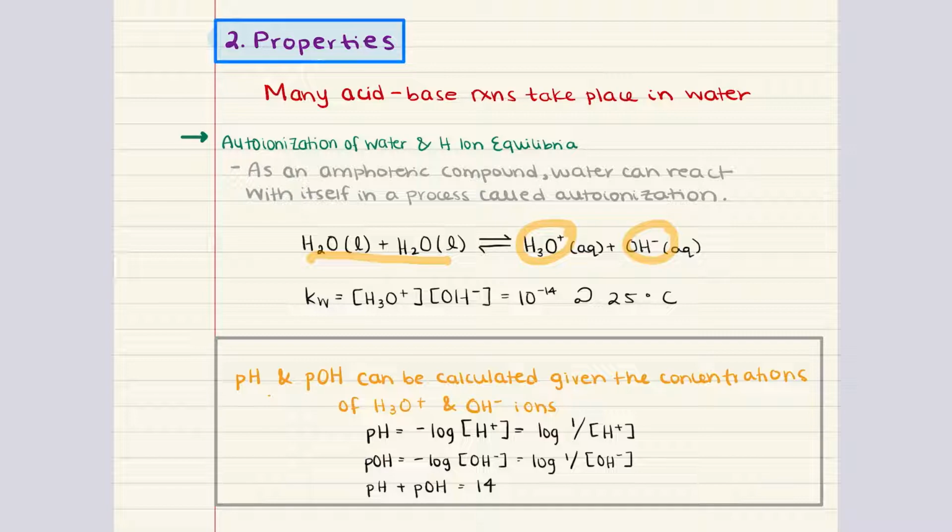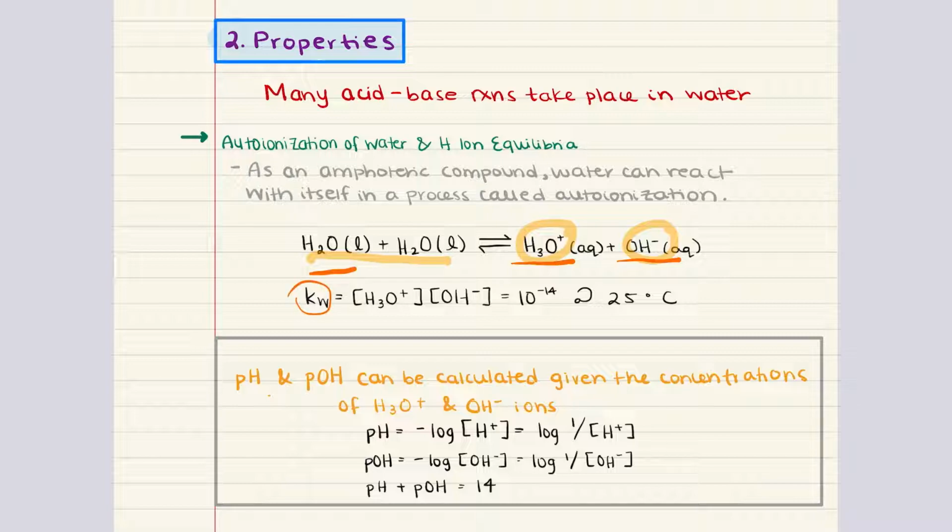Now, in this reaction, one water molecule donates a hydrogen, a proton, to another water molecule, forming hydronium ions and hydroxide ions. This reaction is reversible, meaning that hydronium and hydroxide ions can recombine to form water. Now, for this reaction, we can write the equilibrium constant. This is also called the water dissociation constant, Kw.